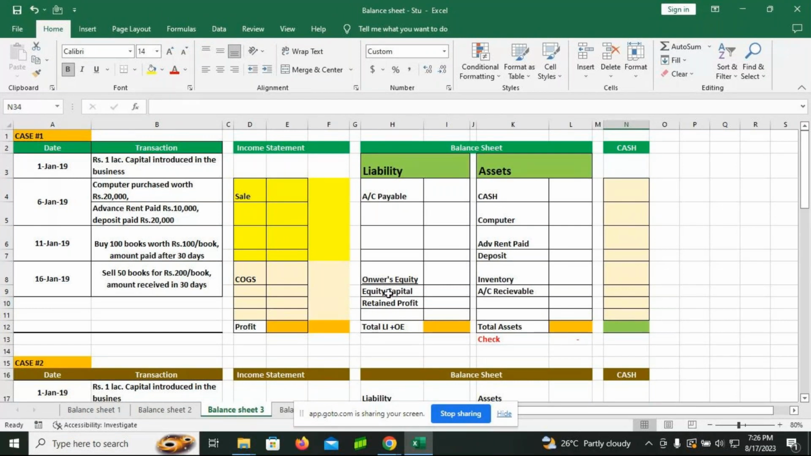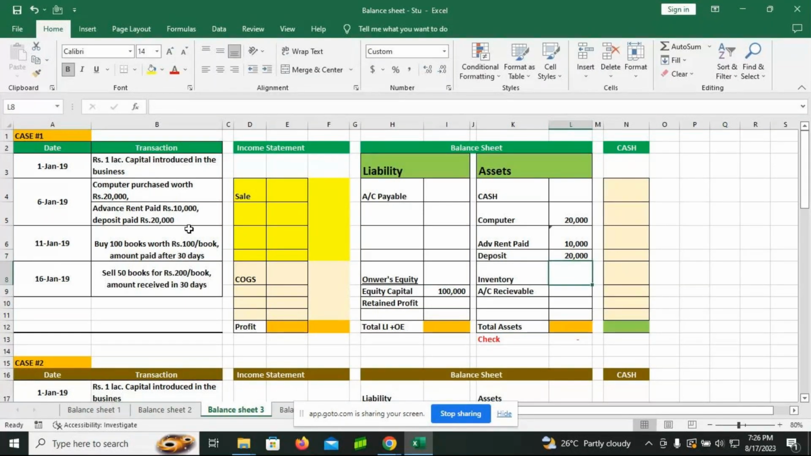So equity capital. First, let's understand the transactions that have happened. Rupees 1 lakh capital introduced in the business, so it is equity capital. I'll give equals 1 lakh. Computer purchased worth rupees 20,000, equals 20,000. Advance rent paid, so advance rent I'm paying 10,000. Now deposit rupees 20,000. So this and all, cash is going out from my pocket.